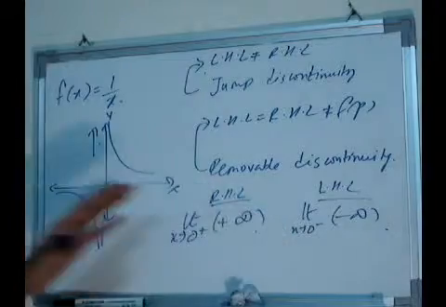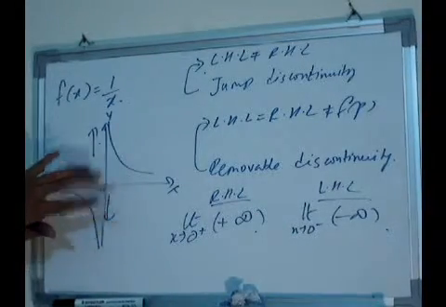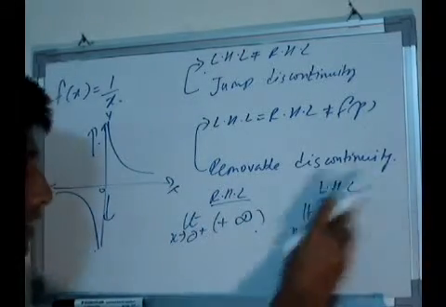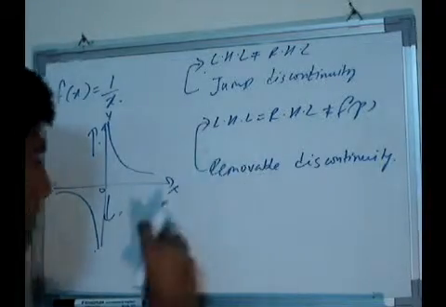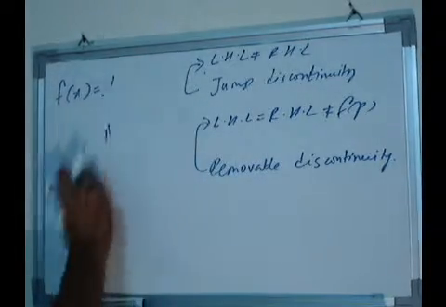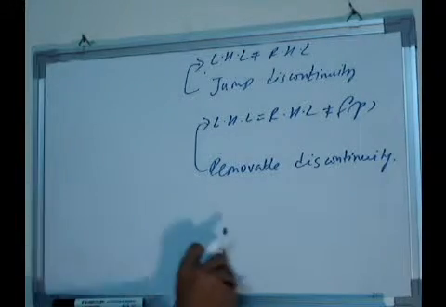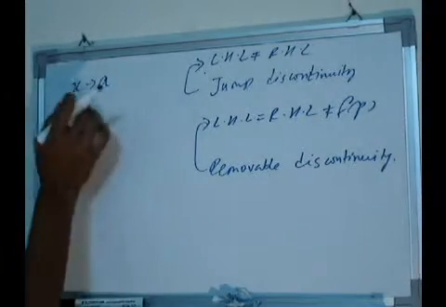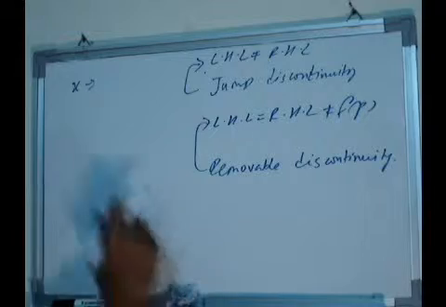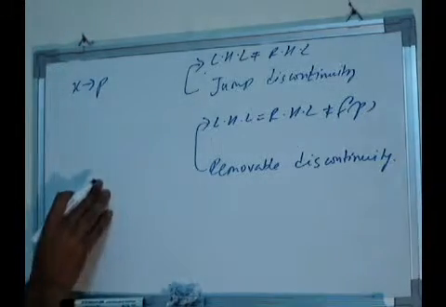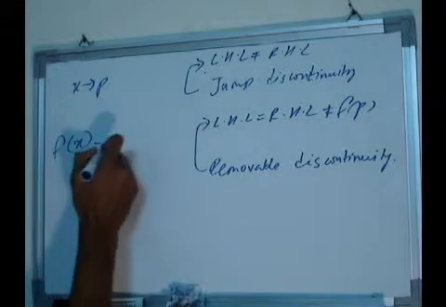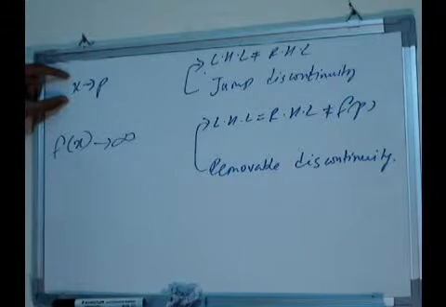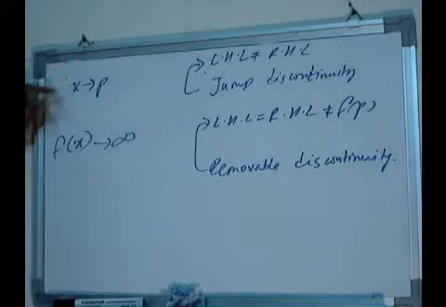Hence, the limit itself doesn't exist, and this function is said to be discontinuous. And this type of discontinuity is not even removable. And it's also called infinite discontinuity. Now, over here, when x tends to move towards a particular value p, we see that the function f of x tends to move towards infinity. Plus or minus infinity doesn't matter over here.